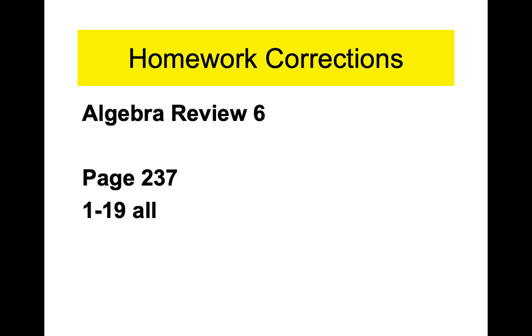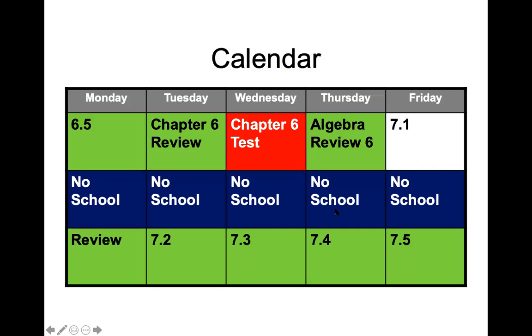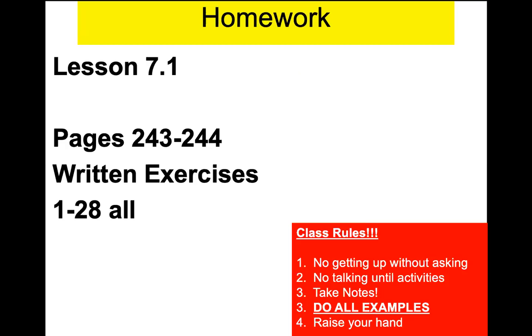And number 19 is 3 times the quantity x minus 4 over 3x minus 4. And that was it. Questions? Okay. All right, last class before the break. Here is your homework.